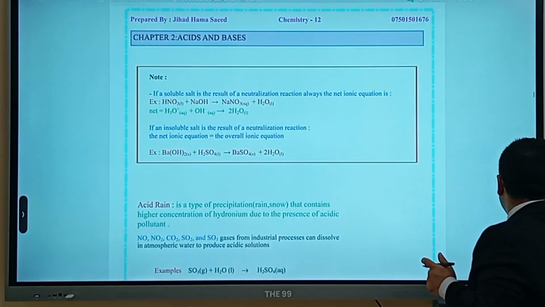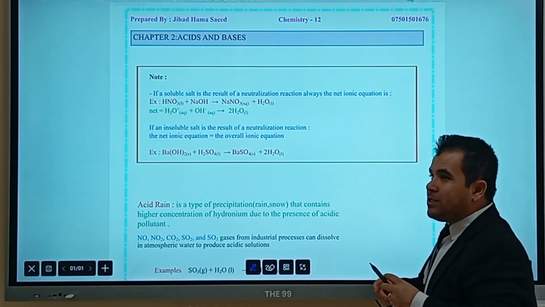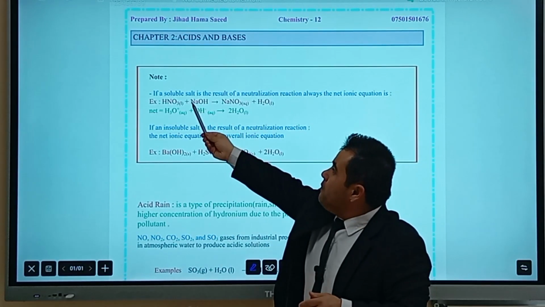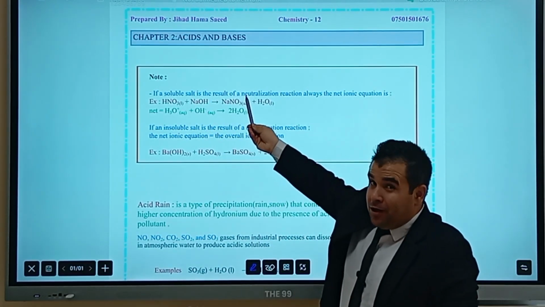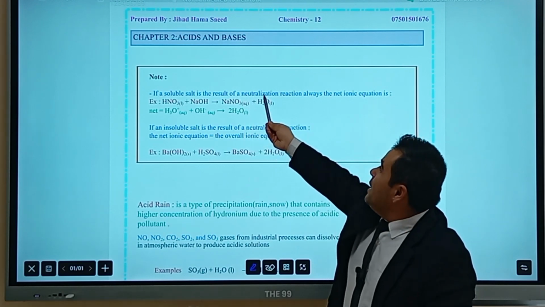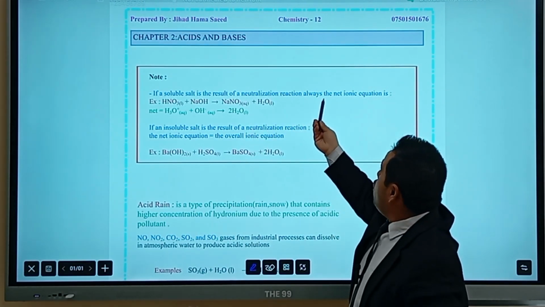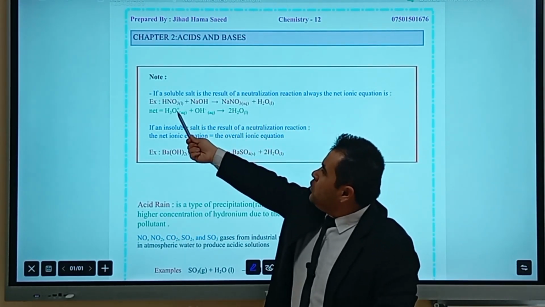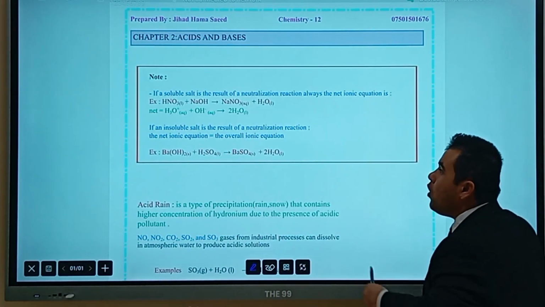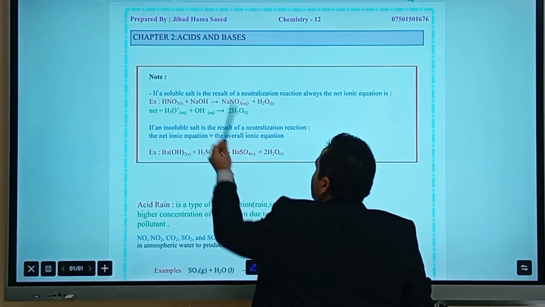We have a note here, guys, prior to the acid rain. The note states that if a soluble salt is the result of a neutralization, always the net equation is hydronium plus hydroxide to form H2O. An example, nitric acid and NaOH, is given.